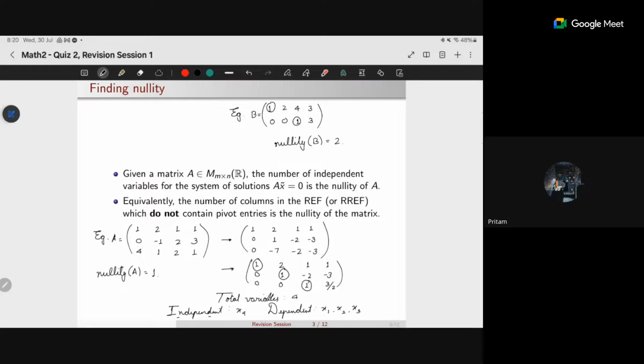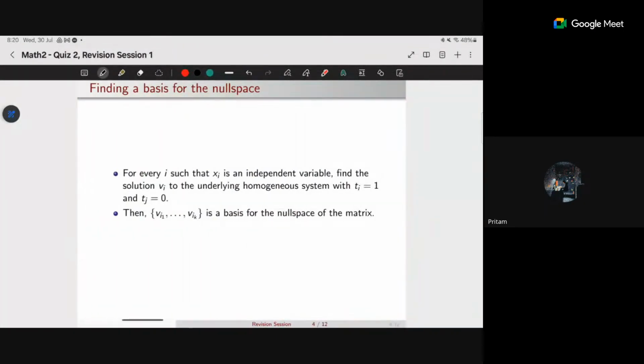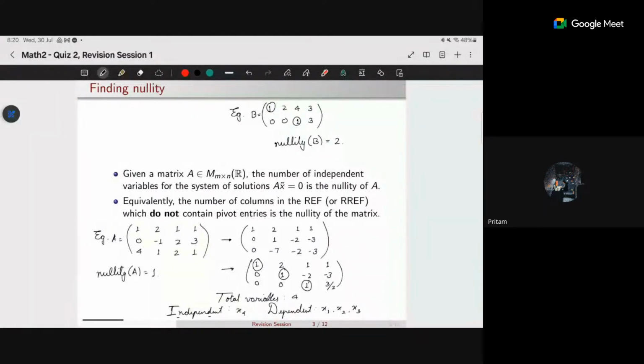Okay, now that is about the nullity. Now, how do you find the null space? That is what we'll be dealing with now. First we'll find the nullity. So what does it mean to say that the dimension of the subspace is 2 or 1, or if the dimension of the subspace is n, what does that mean? Just the definition, what does it mean?